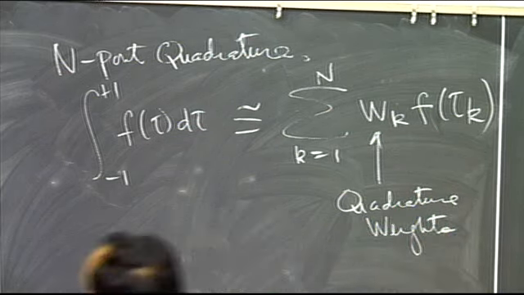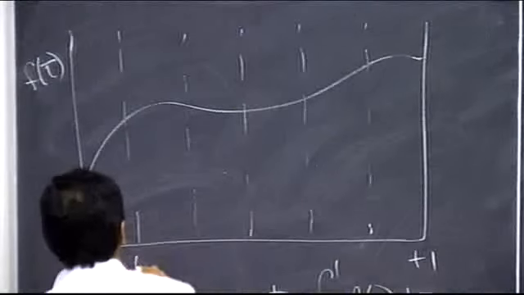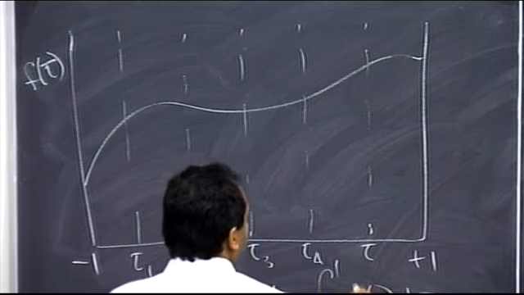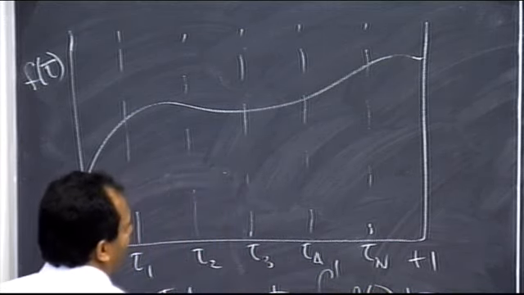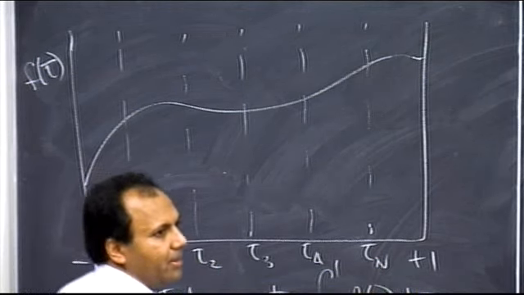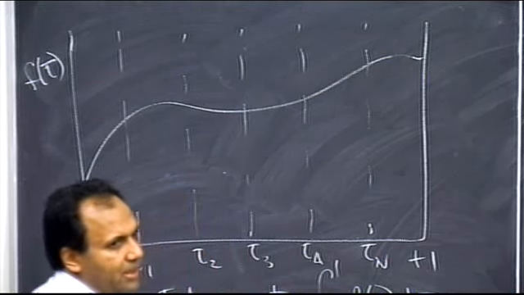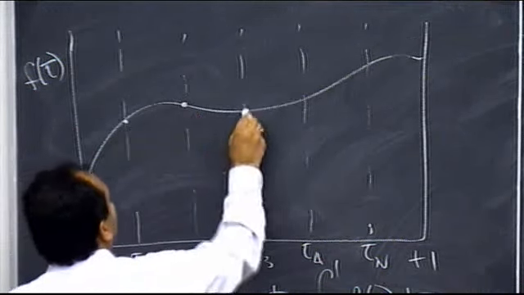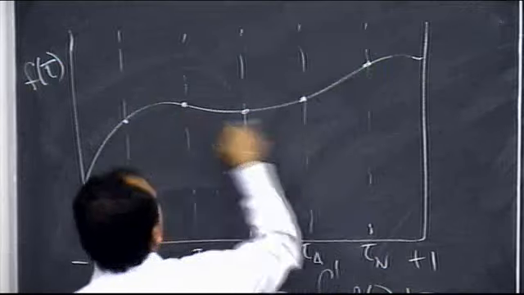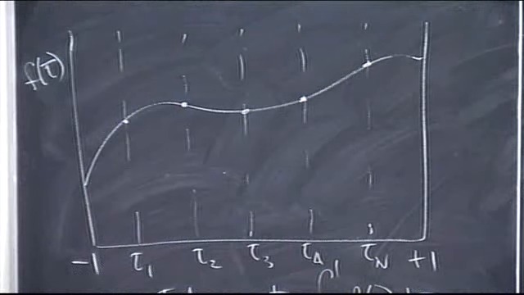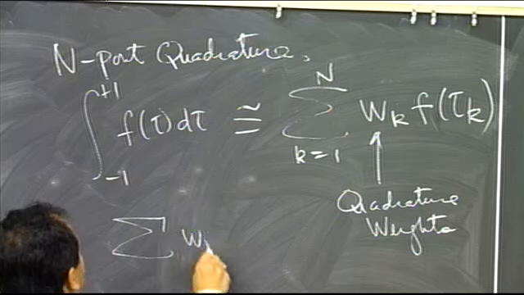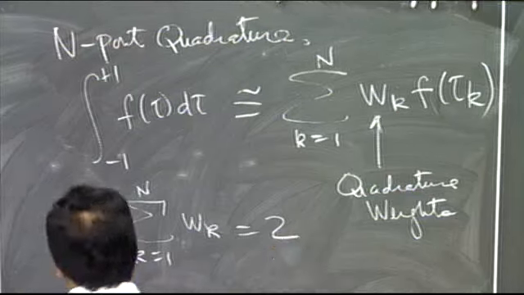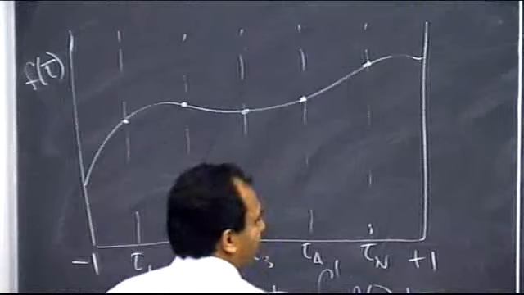So what I'm going to do is take the value at these points, tau 1, tau 2, tau 3, tau 4, up to tau n. I haven't told you where they are yet. Okay, so they could include -1 and 1. They may not include -1 and 1. It depends on the way you do the quadrature. All right. And what I do is I sample the function at each of these points, and I do a weighted sum. And the constraint is that the sum of the weights has to add up to 2. It basically has to add up to the width of this interval.